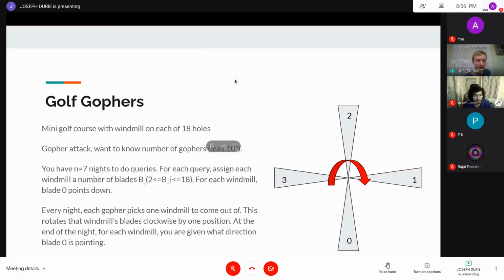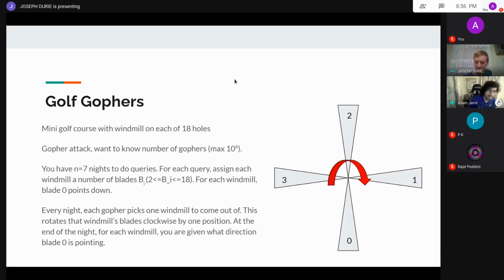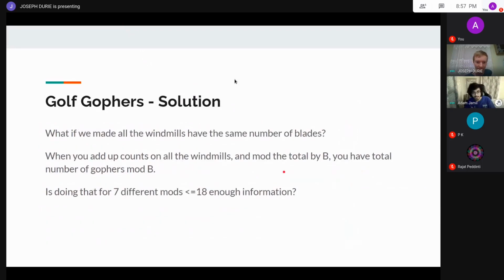So Adam, you said you had another observation? Yeah, so it was that you can set everything to the same prime, and then if you add up all the remainders and mod it again by the prime, then you will get the hidden number, let's call it x, mod that prime, right? Yeah, exactly. So if we make them all have the same number of blades, and you add up all the counts and mod it, then you have the total mod B.